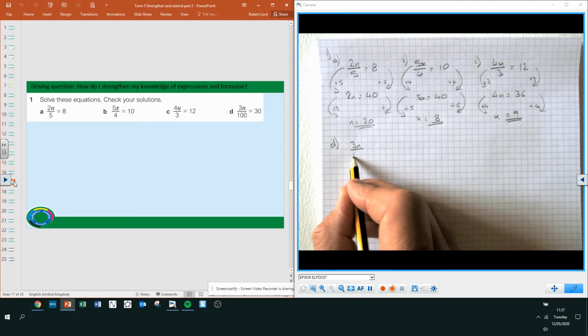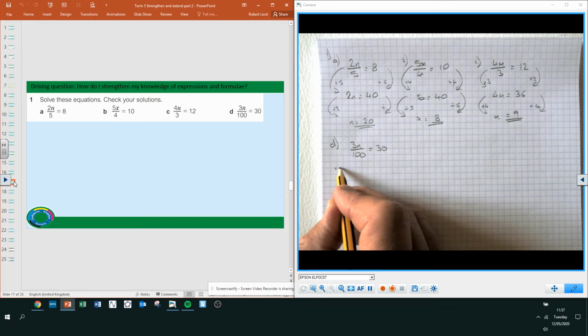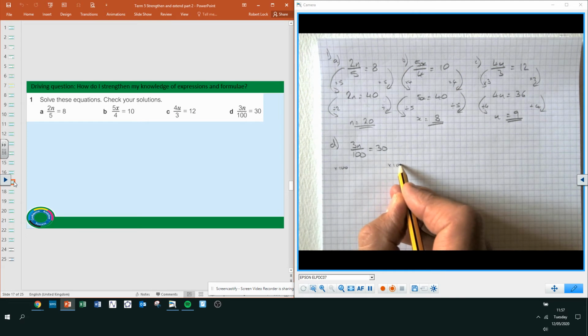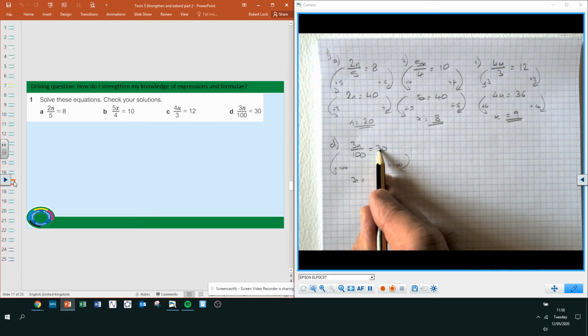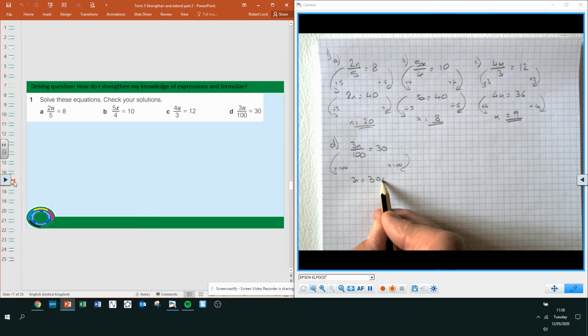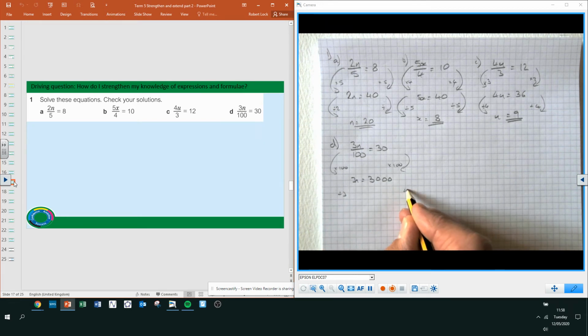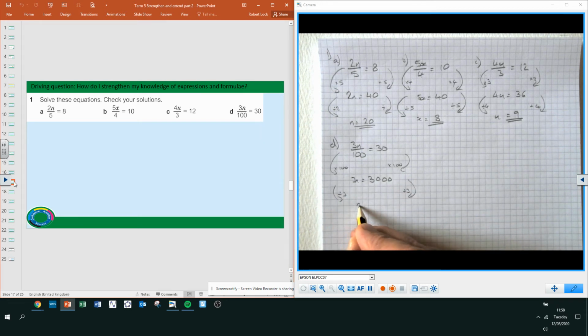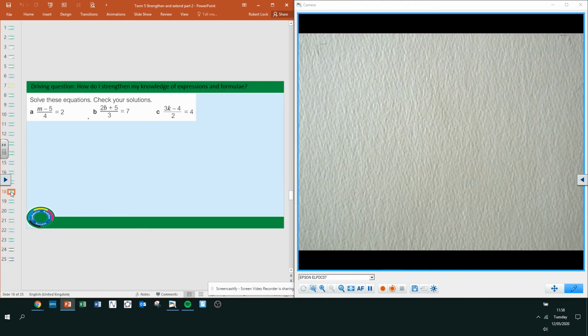And the last one, D. 3n over 100 equals 30. Times both sides by 100. So we end up with 3n equals 30 and 2 zeros, 3,000. And now we divide both sides by 3. So n equals 1,000. How did you do? Solve these equations, check your answers.